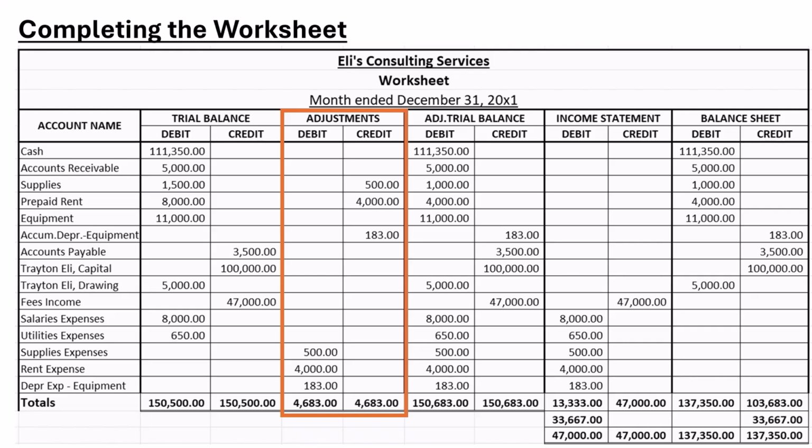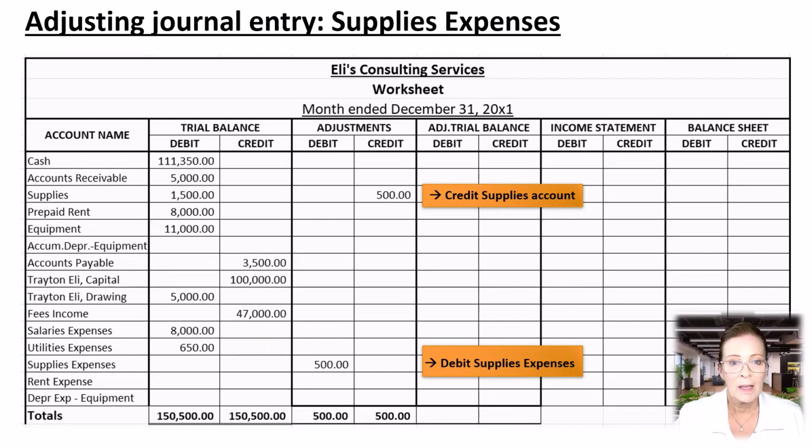As a reminder, when we previously worked on the worksheet, we only had 3 adjustments. One adjustment for supplies expense of $500, one adjustment for prepaid rent for $4,000, and the third adjustment for depreciation of $183. Let's get started now with the first adjustment for supplies expense. When we prepared the worksheet, we debited supplies expense and credited the supplies account.